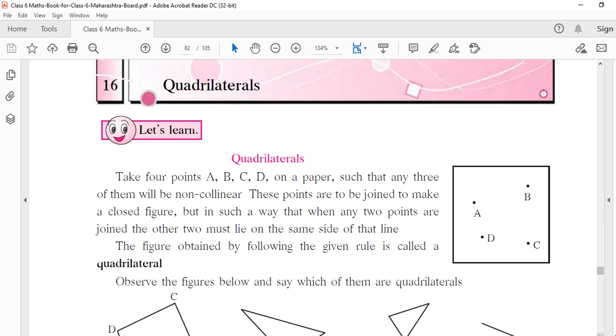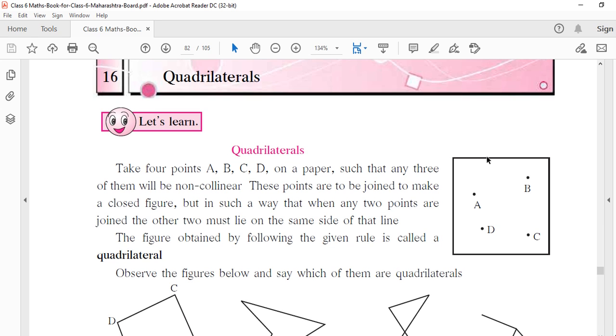So let's move on. As you can see in this diagram, there are four sides. This is your first side, this is your second side, this is your third side, this is your fourth side. So this is a quadrilateral.